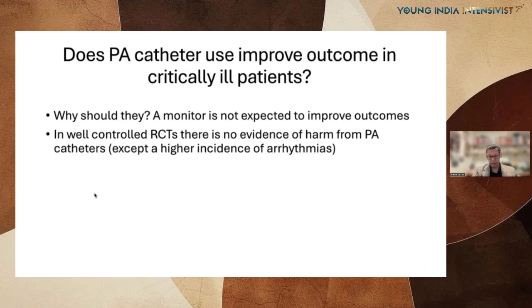If you take apart the original Connors trial from 85, 86 or whatever in JAMA, which showed that patients with PA catheters were more likely to die. Yes, because they were sicker patients. If you take those kind of retrospective studies out of the picture and just look at the number of RCTs that have been done, and there have been a bunch, none of them show evidence of real harm from a PA catheter. So I'd argue that the PA catheter doesn't hurt people if you use it correctly.